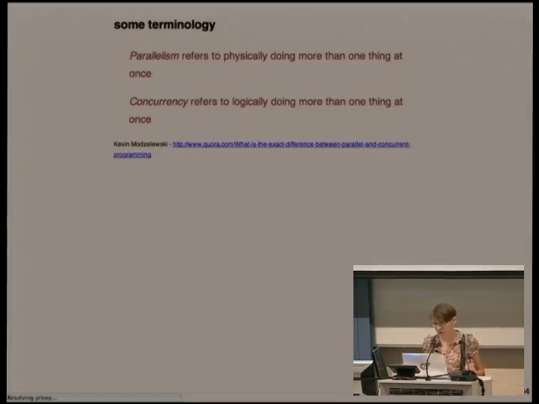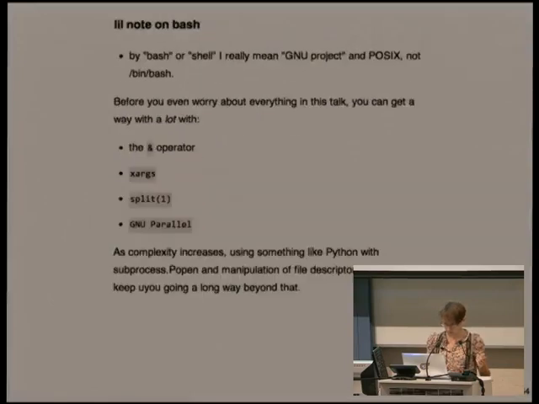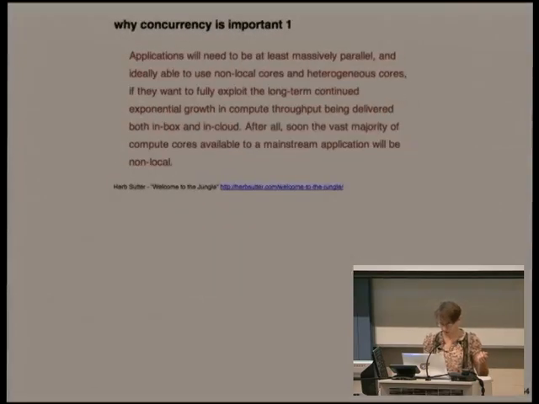So, a little bit of terminology. Most people will probably understand this. Parallelism refers to doing more than one thing physically at once. So if you have a multi-core processor, you have code running at the same time on both of those cores. Concurrency just refers to doing that logically, so it can just be an abstraction. Concurrent code can be logically doing more than one thing at a time, but running on a single core.